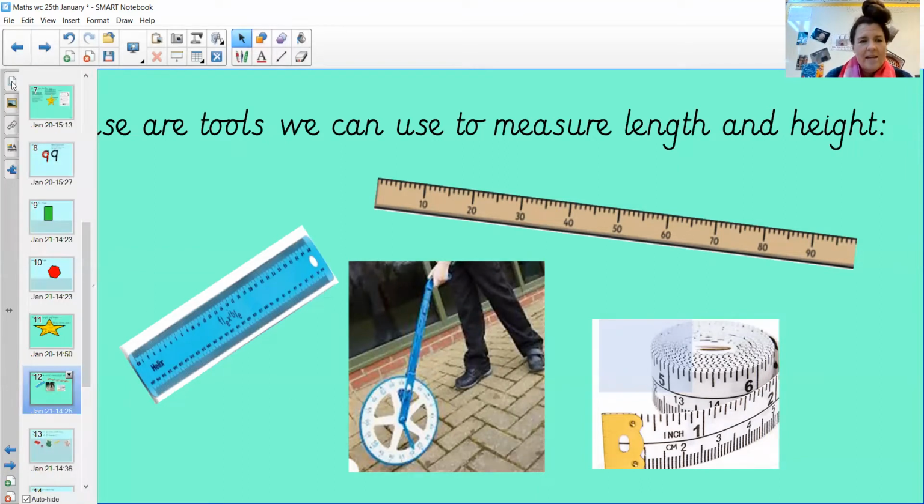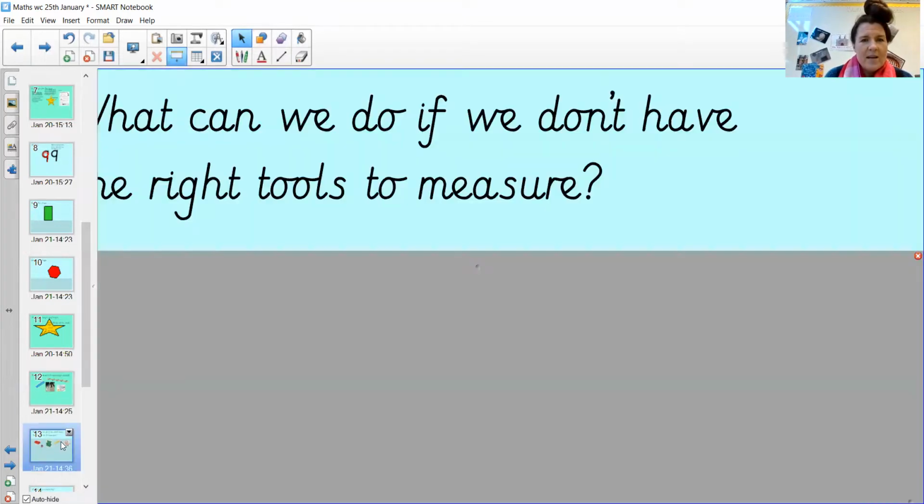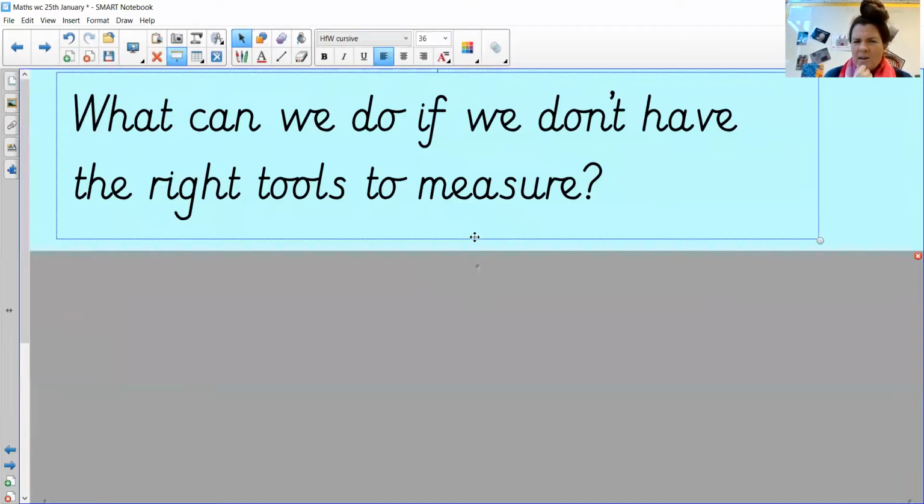Now, today, you are going to be thinking about this. What can we do if we don't have the right tools to measure? So you don't have a trundle wheel, you don't have a ruler, you might not have a tape measure or a meter stick. What can you do if you don't have those tools? Have a chat to your grown-up. What could you do if you don't have those tools to measure?